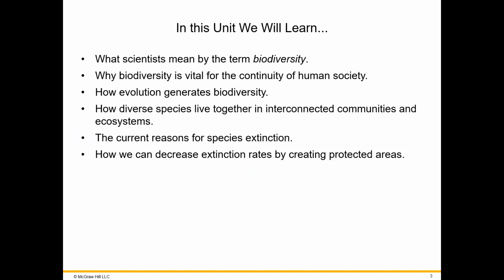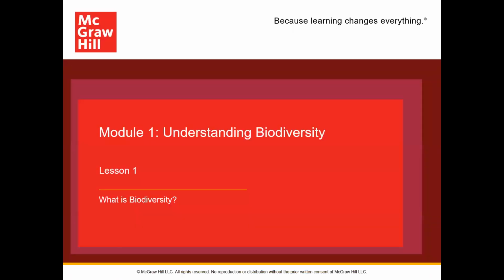humans. In this unit, we're going to learn what scientists mean when they say biodiversity, why biodiversity is vital for the continuity of human society, how evolution generates biodiversity, how diverse species live together in interconnected communities and ecosystems, the current reasons for species extinction, and how we can decrease extinction rates by creating protected areas. So the first module is understanding biodiversity.